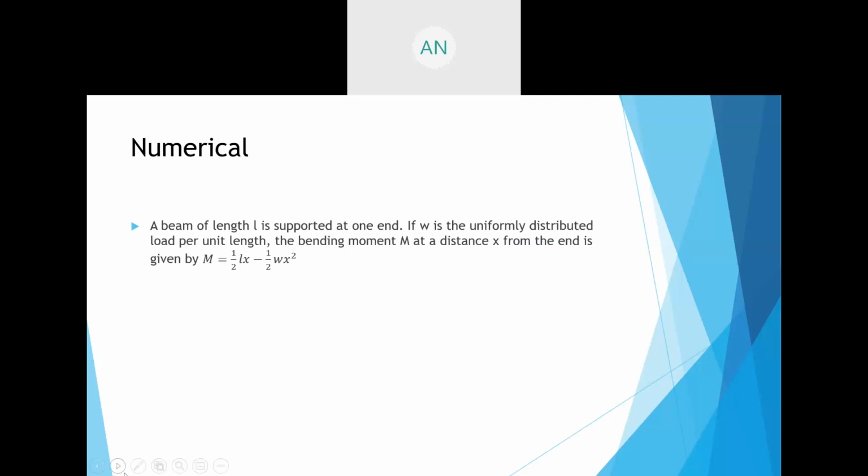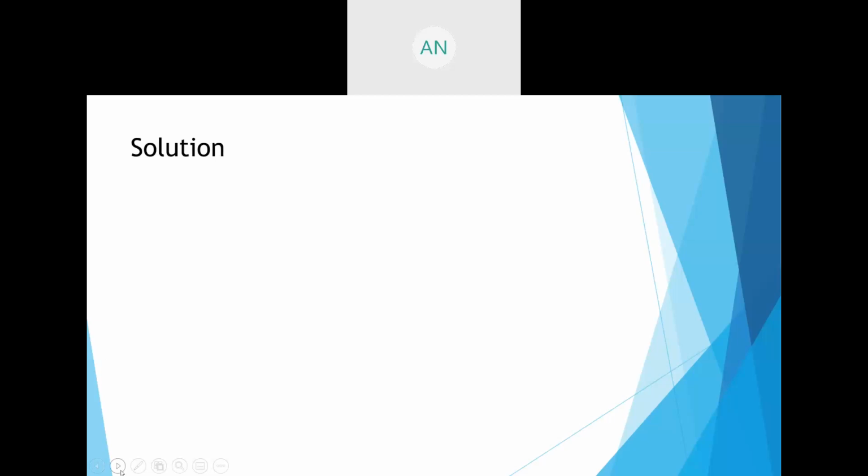To solve this, given that the bending moment is 1 half Lx minus 1 half Wx square, we are going to differentiate this with respect to x for the necessary condition. So I'm going to find dM by dx, and that will be equal to 1 half L minus Wx. That is the necessary condition. Now this equation I'm going to equate with 0 and find the value for x.